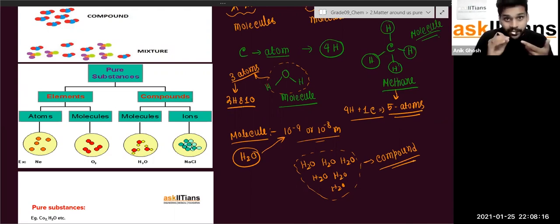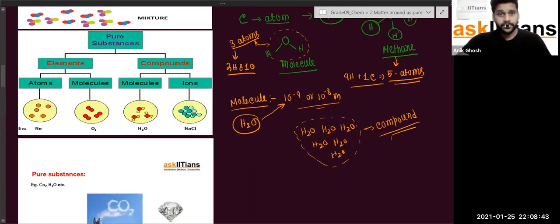Now, similarly, for molecules, what are the molecules? When 2 or 3 atoms combine together, when they make friends, that is a molecule. Now, molecule is a singular number, but compound is when all the molecules are together, that is called a compound, and compound is a plural number. So, have we got it? Everything clear? So, that was the thing about it.